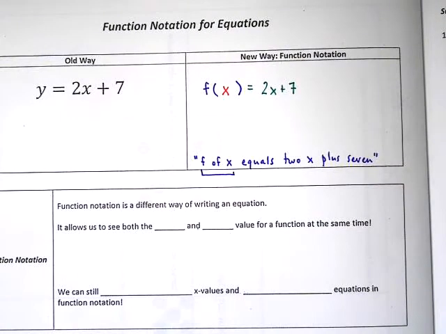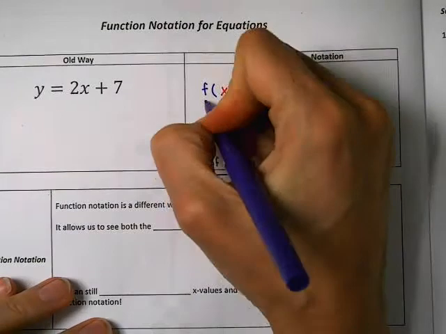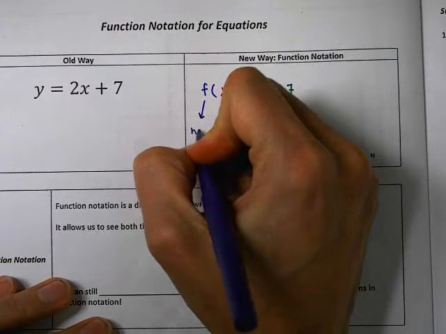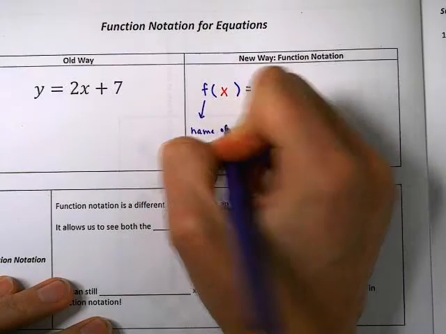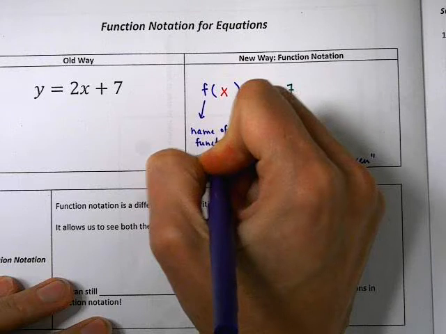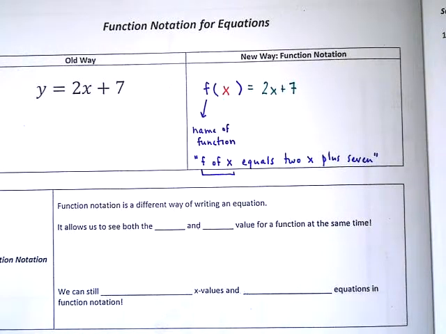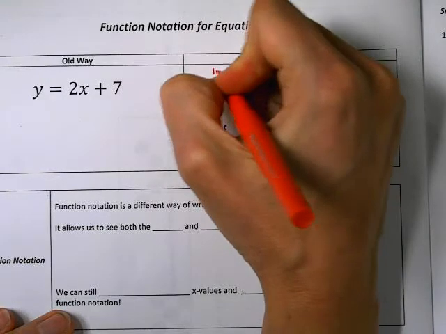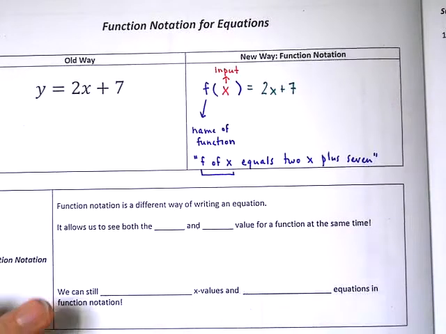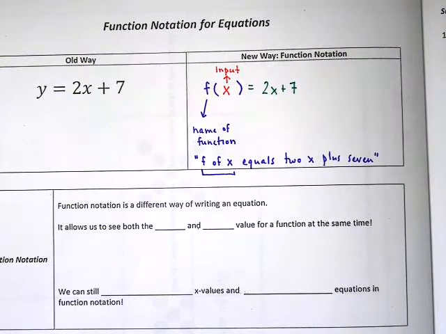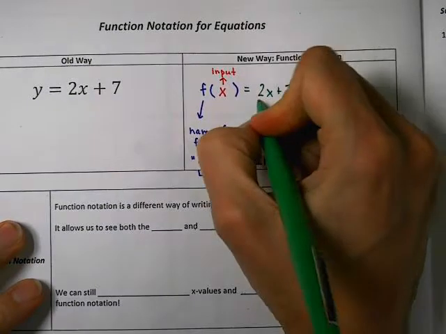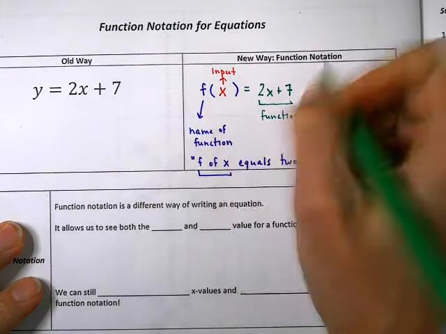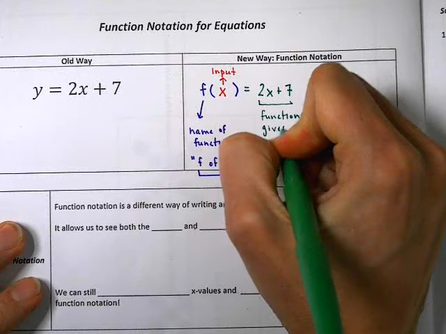And so here's what this notation means. This f here is just the name of our function. So we're just happening to call this function f. The x is still our input, just like it was before. If you think of when we make our x, y tables, right? The x is just always our input. And then the 2x plus 7 is the function itself. And this is what gives us the output.